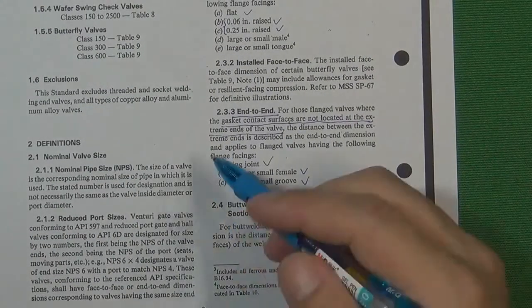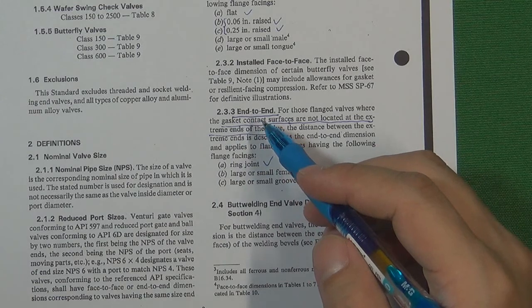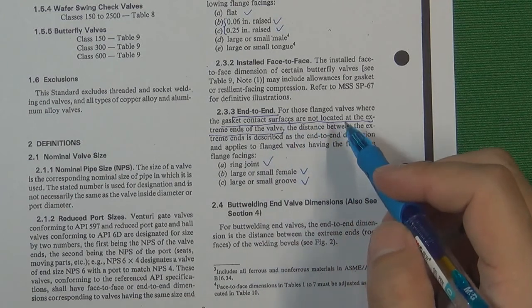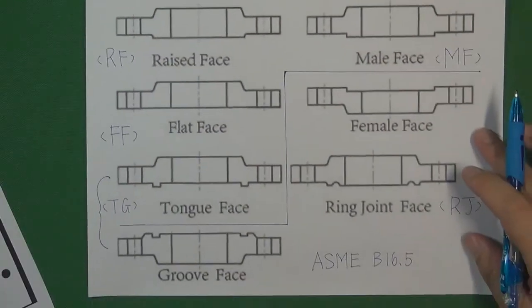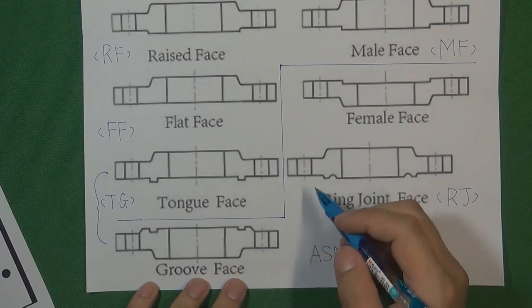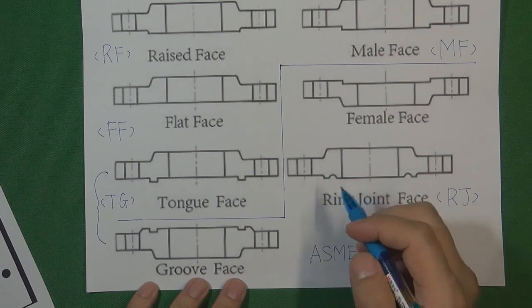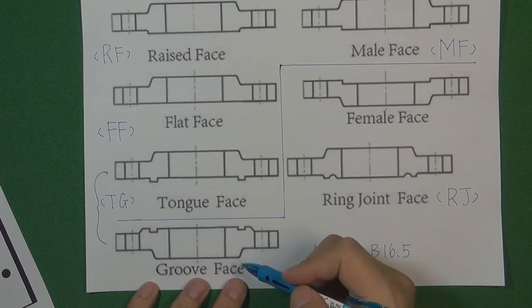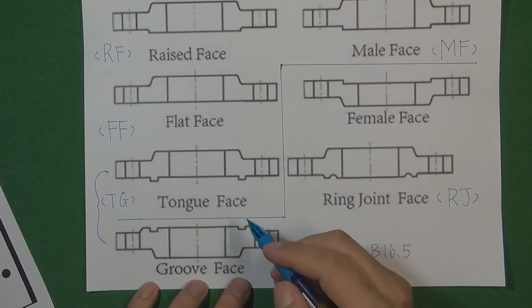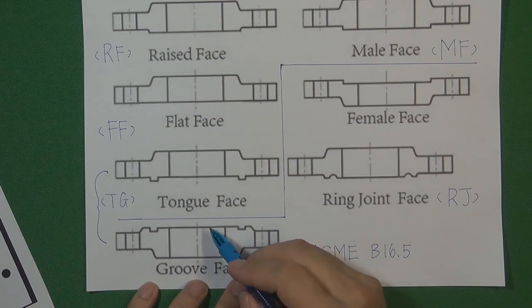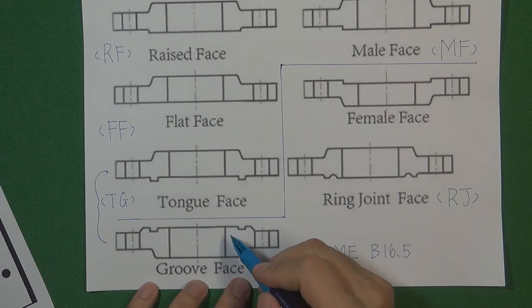And the other group is called the end-to-end flange valve dimension. According to the description, that means the gasket contact surface is not located at the extreme end of the valve. So according to the standard ASME B16.5, the gasket contact area is not the extreme end of the valve or of the flange. For example, the TG face, the groove face. On the groove face, the area that contacts the gasket will be the groove area. But the groove area is not the extreme end of this flange. This area is the extreme end of this flange.